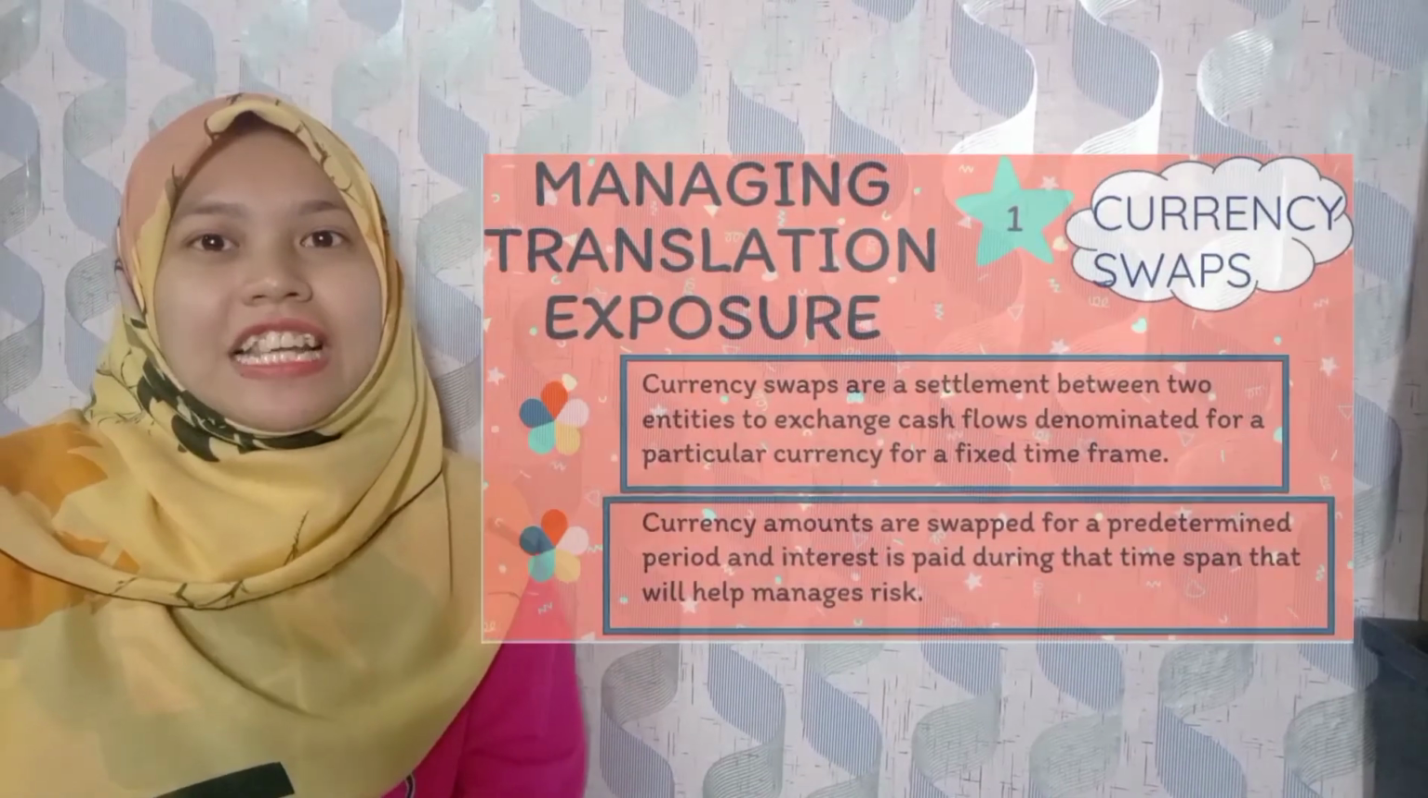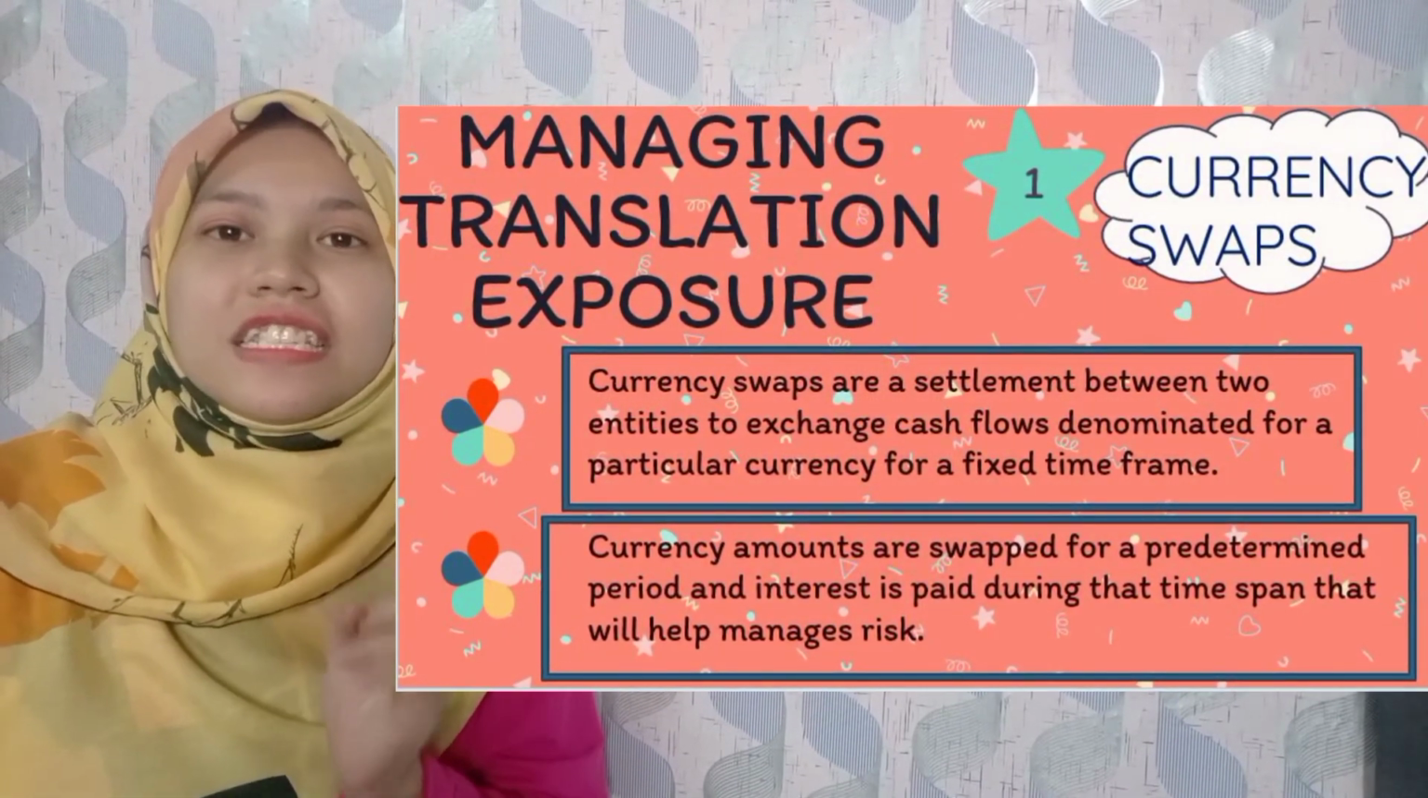A balance sheet hedge is where a company matches its assets in foreign currency X with an equal amount of liabilities in the same foreign currency, such that its net exposure in each currency is zero. It is because a movement in the foreign exchange rate changes the value of both asset and liability, such that the net translation effect is zero. A company should consider the cost of borrowing in each currency before attempting a balance sheet hedge. Managing translation exposure. Firstly is currency swaps.